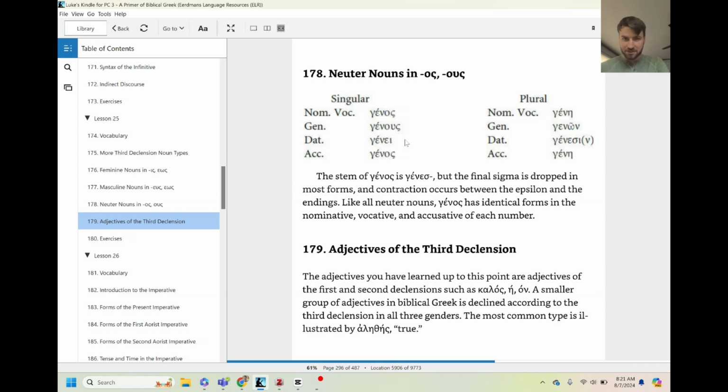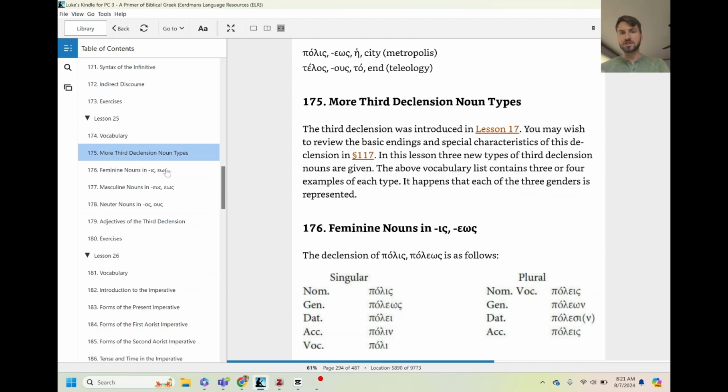So what you basically just need to know is that these forms exist. There are these irregular forms. You don't really need to memorize them, just be familiar with them. The more you read, the more you'll get used to them. But yeah, you can usually pick them out either by the article or just by context, what makes sense in the sentence.